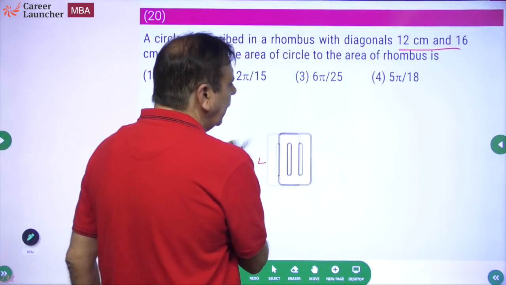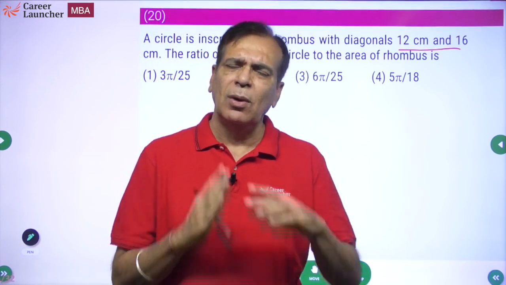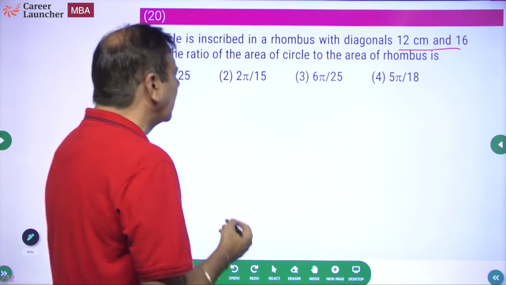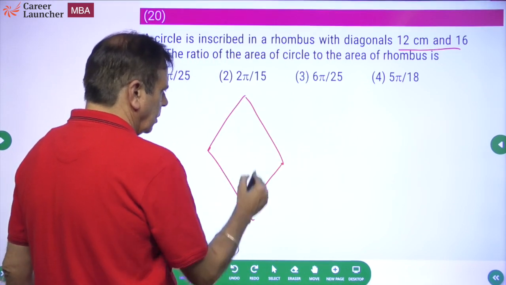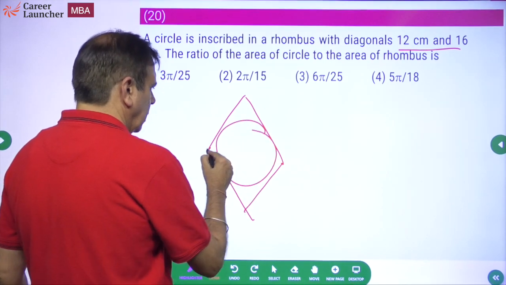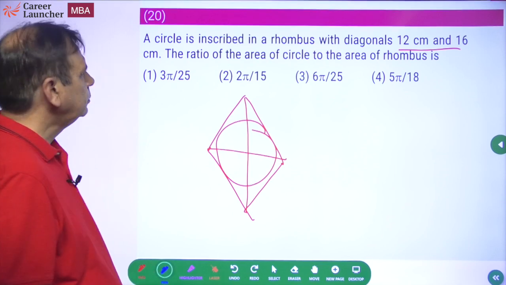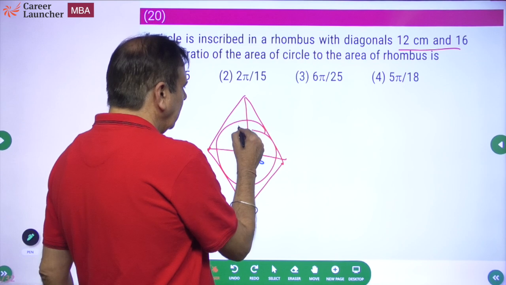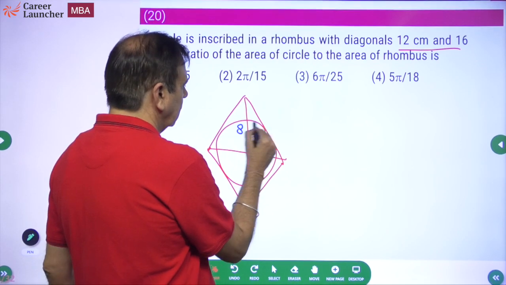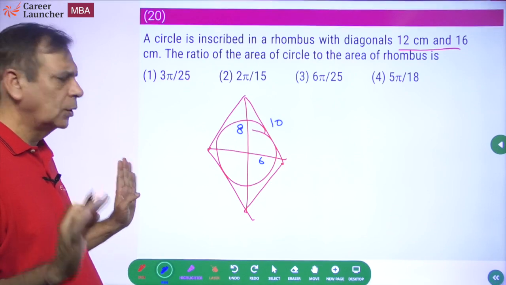Okay. So the moment you have a rhombus, in a rhombus the diagonals meet at right angles. So if they are meeting at right angles, you are getting a right triangle in any case. Now, diagonals are 12 and 16. So this is 6 and this will be 8. This will be 10. Right? No problems, I hope.